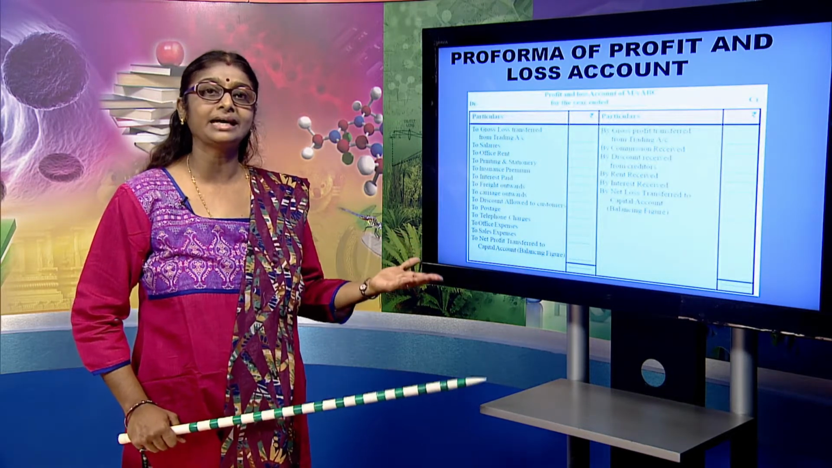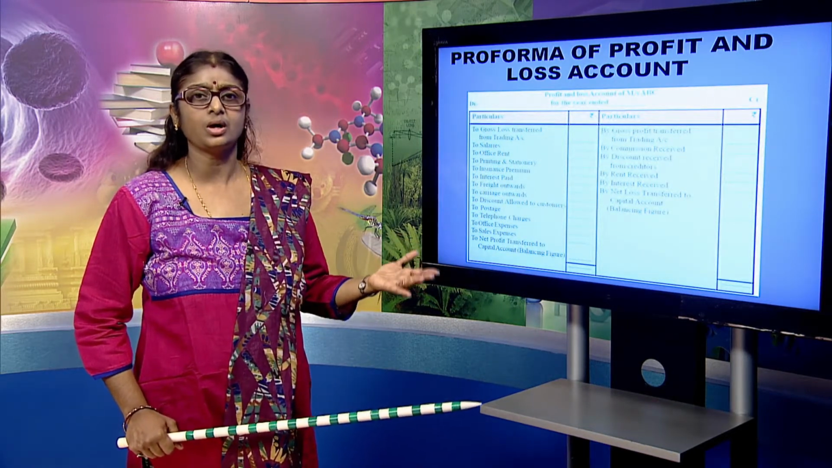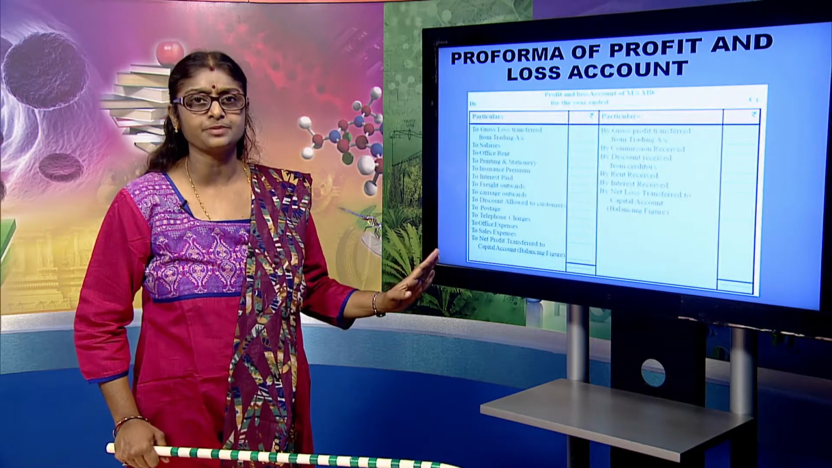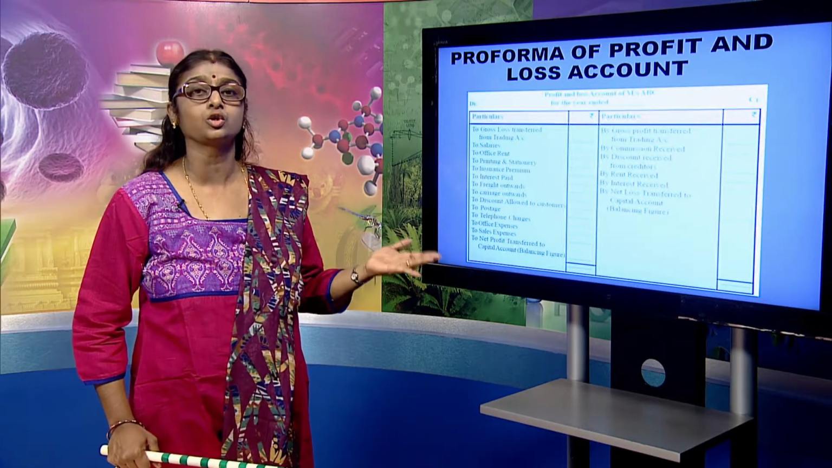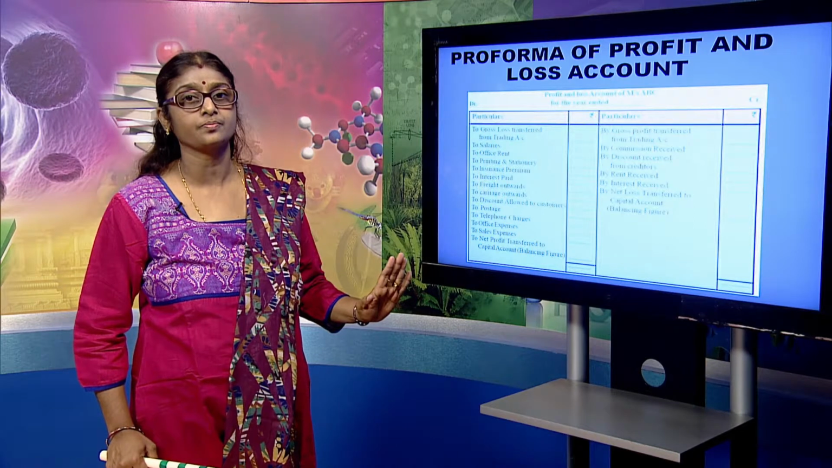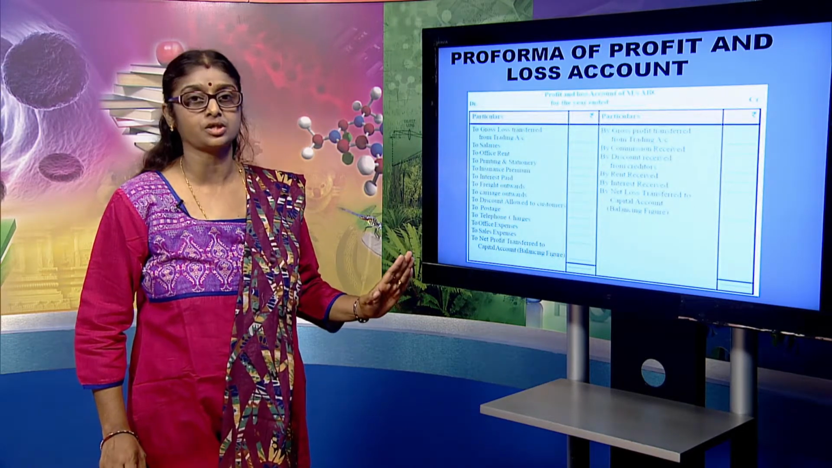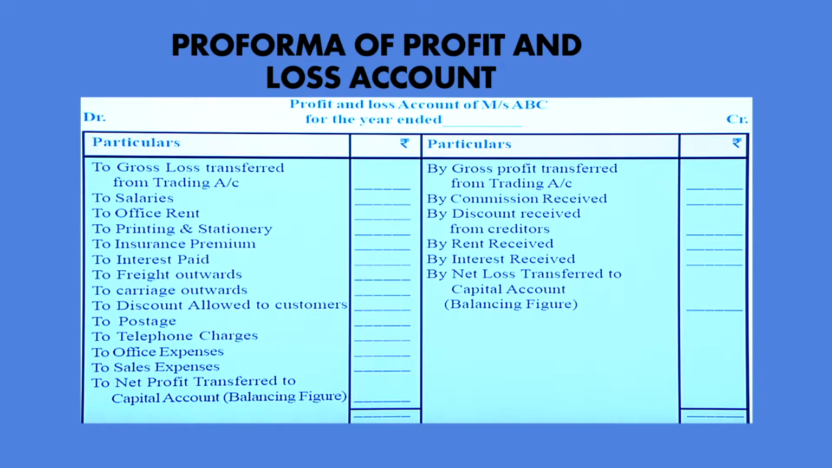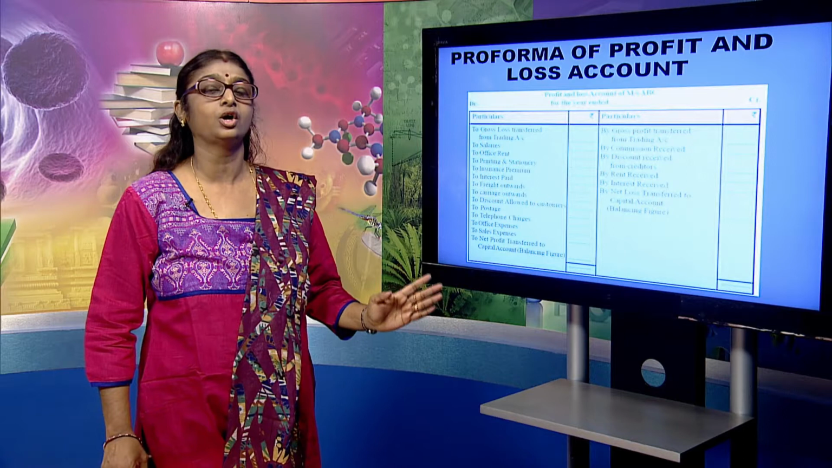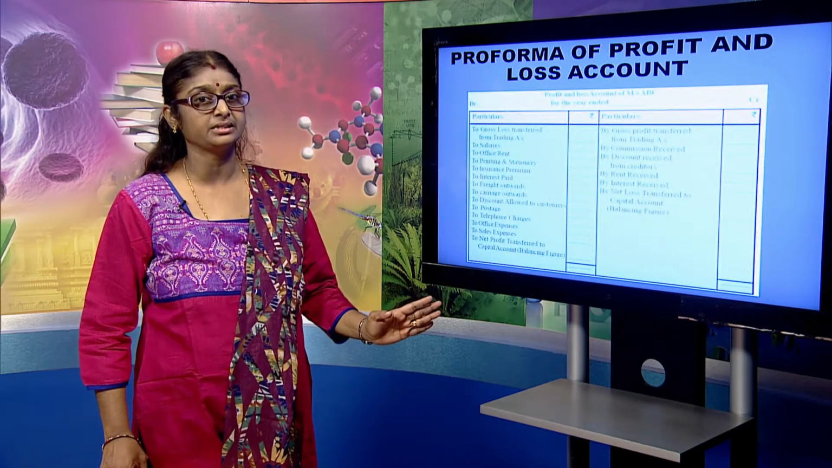So I have included that in the format. So, we have written all the direct expenses and we have brought down the gross profit or gross loss. Then we have to balance this account also, profit and loss account. You have to total both sides and the biggest total will be written. Then identify on which side there is a shortage.